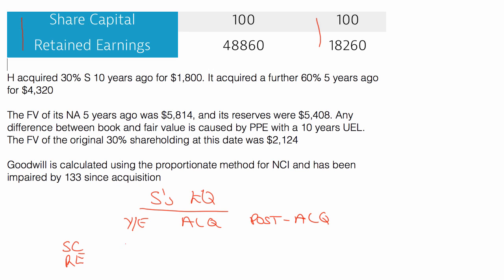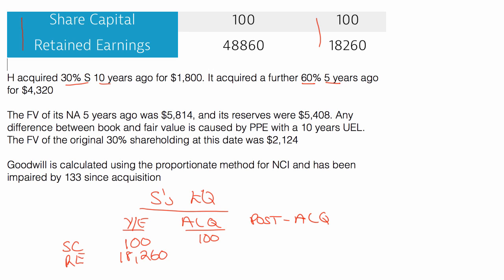S's figures at the year end were 100 and were 18260. You presume it was the same at acquisition for the share capital. Now we need to know the retained earnings at acquisition. It said we acquired 30% of S 10 years ago, but that means it wasn't a subsidiary, so we didn't acquire it yet. They acquired a further 60% 5 years ago, so that's when it became a subsidiary, and so it was 5 years ago.